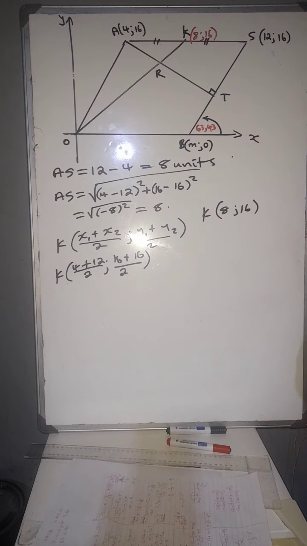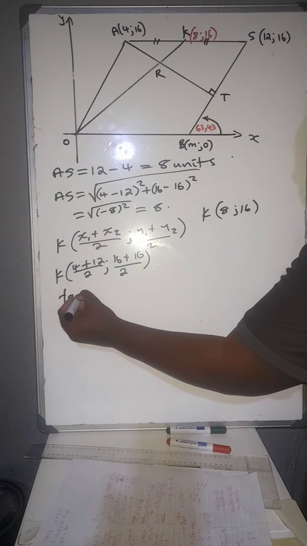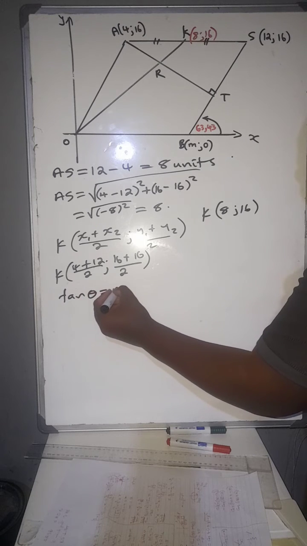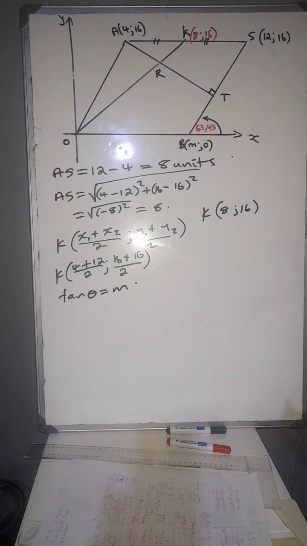And then after that, the third question was asking for the gradient of line BS. How do we get the gradient of line BS here? We do have a coordinate, but we do not have a complete coordinate. So what do we do? We are given the angle of inclination, and we know that tan theta is equal to m, and we are given the value of theta here.